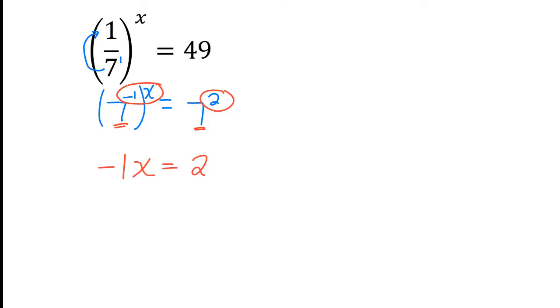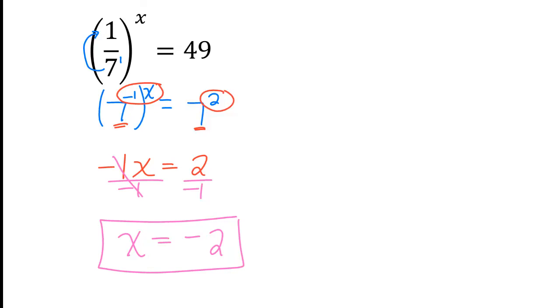And then what can we do to solve for x? Divide by negative 1 on each side. So x is going to equal what? What's 2 divided by negative 1? Negative 2. My answer is x equals negative 2.